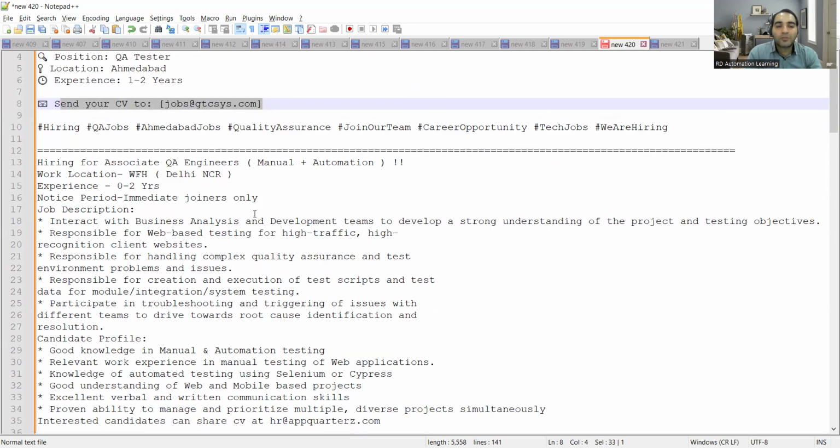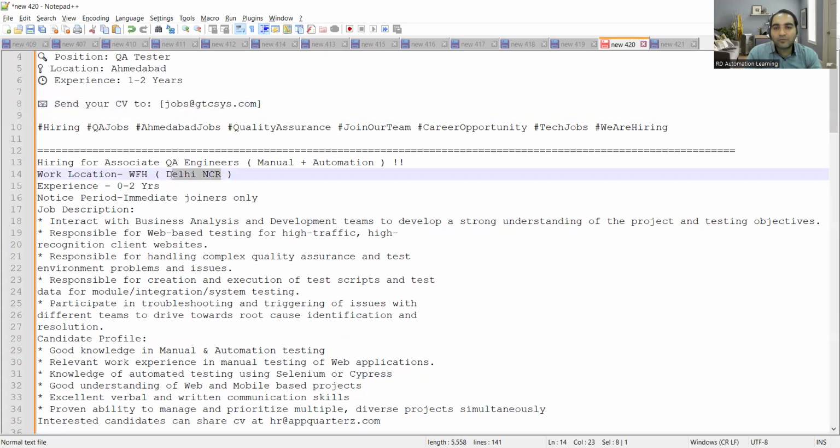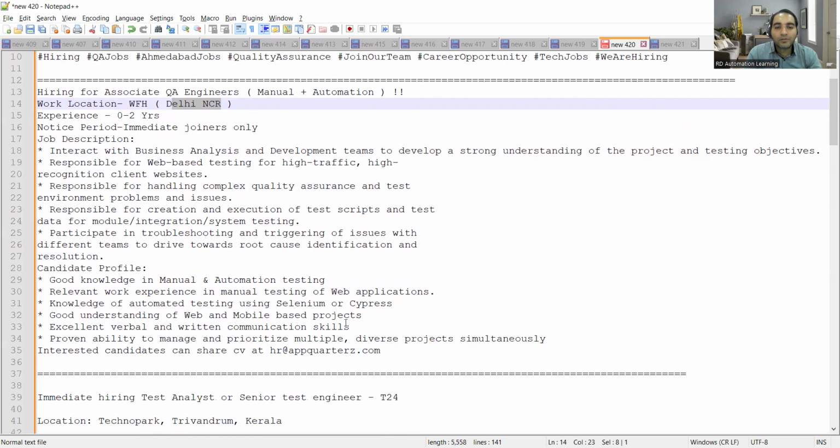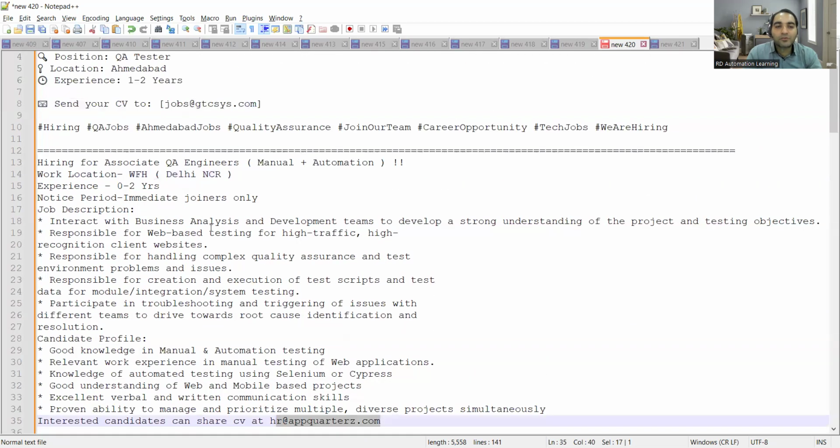Then the next job opportunity is for associate QA engineers, wherein you have job opportunities for manual plus automation. So if you are looking for a fresher job opportunity plus work from home, the company is located in Delhi. As of now, they have told it's work from home, but maybe in future it might turn to hybrid or work from office. So you can apply to this particular email address, and basically it is for freshers to 2 years.